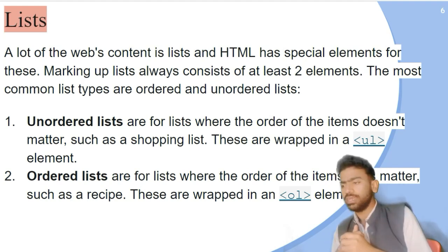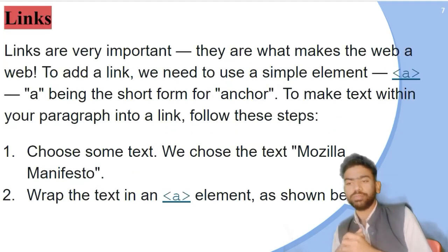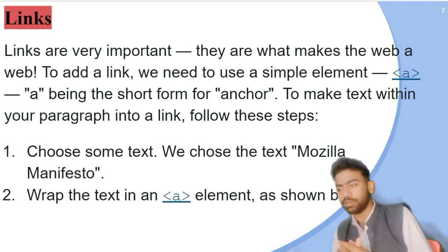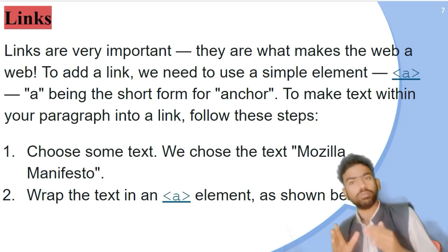Links. Links are very important. They are what makes the web. To add a link, we need to use a simple element, a, being the short form for anchor, to make text within your paragraphs into a link. Follow these steps. Choose some text. We choose the text Mozilla manifesto. Wrap the text in an a element as shown below.